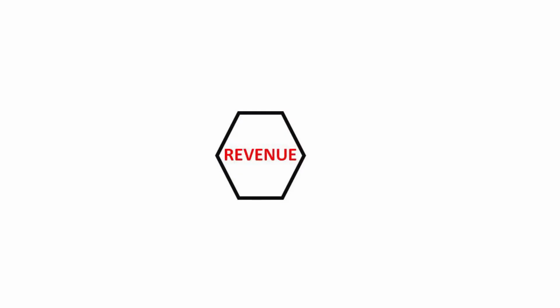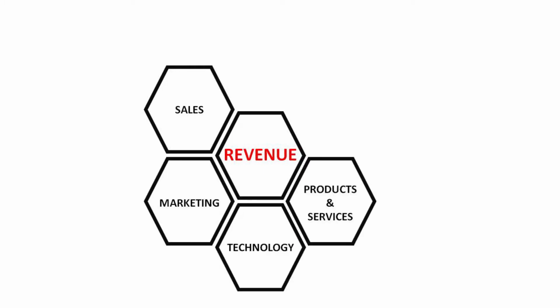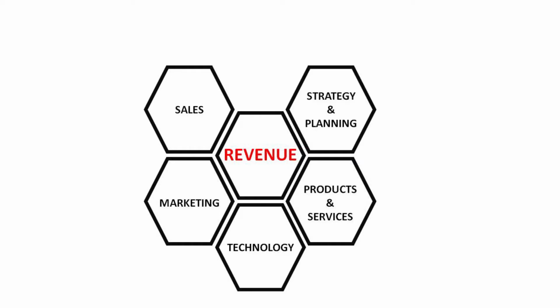The creation of sales revenue sits at the intersection of 6 discrete but interconnected systems. Sales, marketing, technology, products and services, strategy and planning, and people. For the revenue system to work, each contributing subsystem has to work as well. In turn, each of the 6 subsystems consists of a network of similarly interconnected systems.